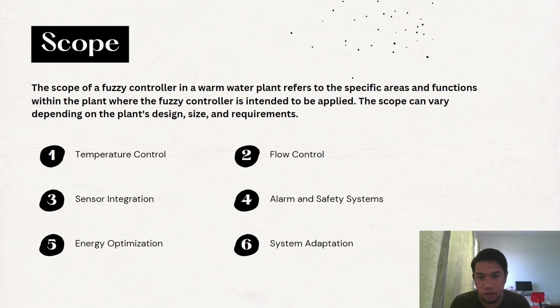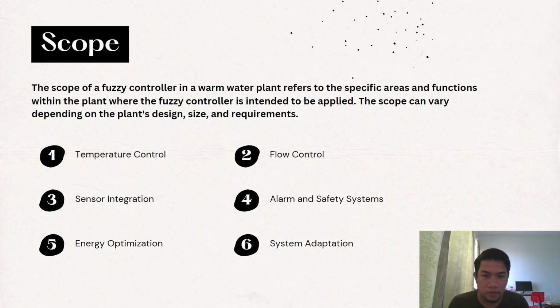Second is flow control. In addition to temperature control, the fuzzy controller may also be responsible for regulating the flow rate of water within the plant. It can adjust valves, pumps, or other devices to ensure an appropriate flow of warm water through the system.